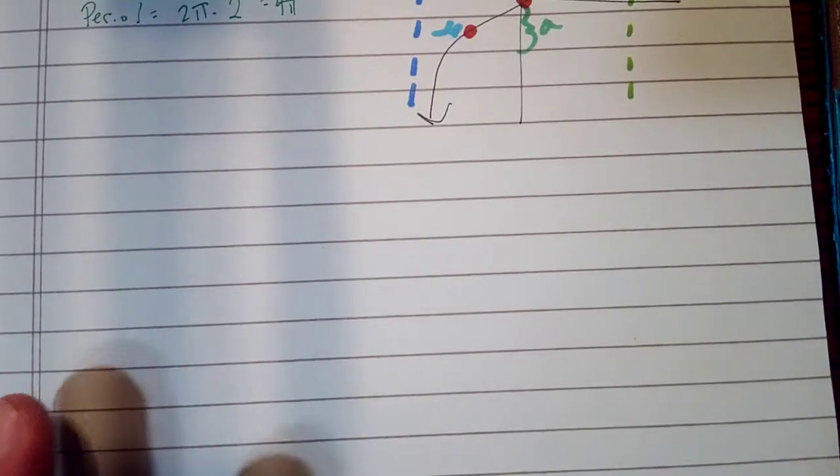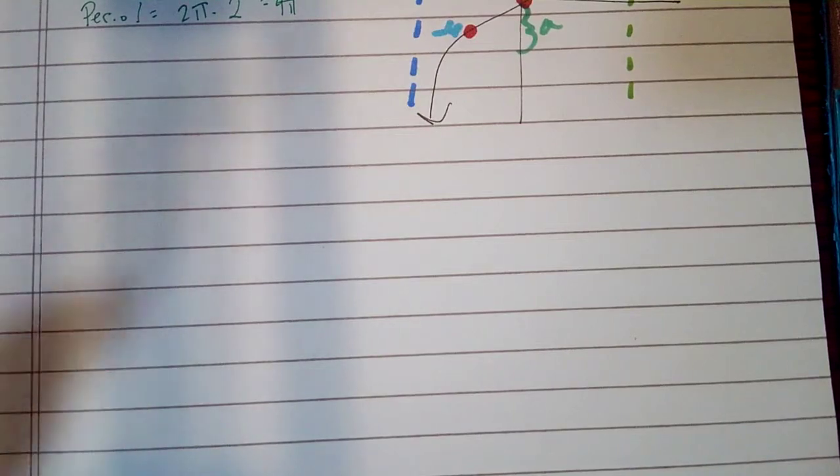But first one is arc length and sector area, I believe. No sector area? Did we not do sector area? I don't know. I'm going to add a sector area if we did. I'll go through it real quick because it's pretty easy. Okay, so, arc length and sector area.